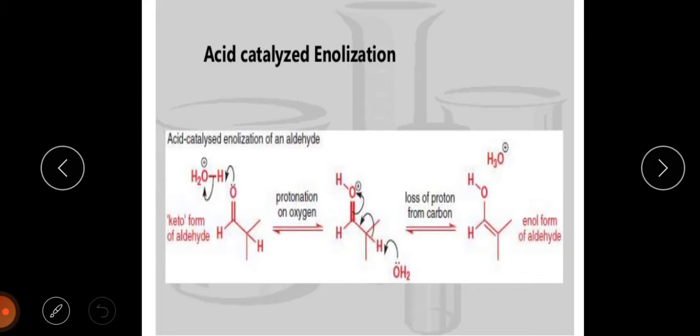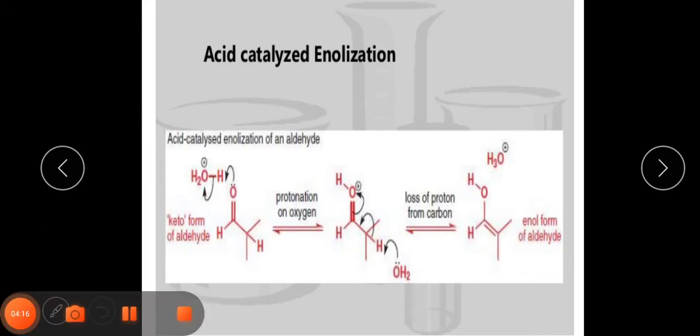We will see its mechanism. In the first step, protonation of the carbonyl oxygen to form the conjugate acid of the carbonyl compound occurs. But remember that proton transfer from oxygen to oxygen is always extremely fast, so the equilibrium of the first step is very fast. But in the second step, there is a removal of an alpha proton from the conjugate acid by water acting as the base. Relatively, it is a slower step as compared to the first step.